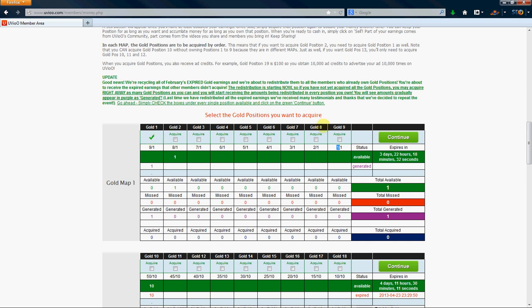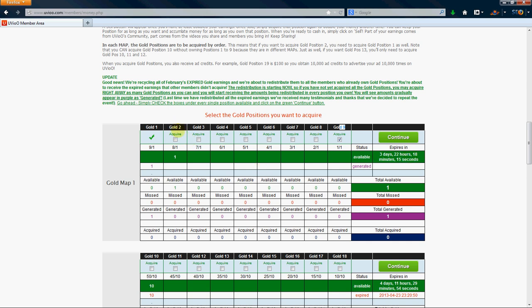So you can't just jump over here and say, boom, I want to acquire that and check out, because you have to actually get this one gold position 2, and then 3, 4, 5, and before you get to gold position 9. And then over here you can see where it expires.